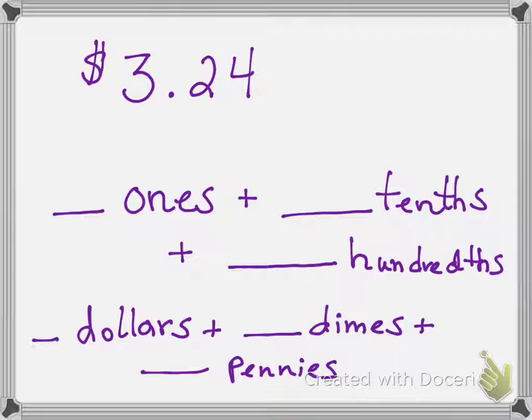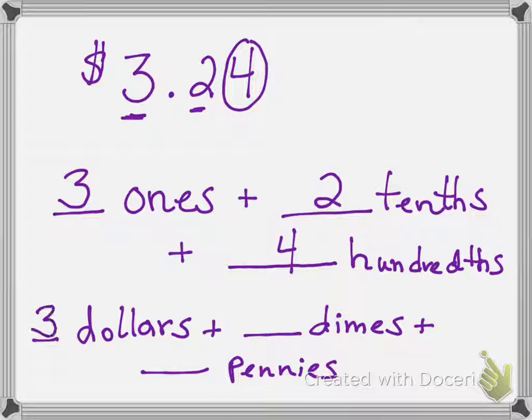Our next example is $3.24. Looking at this, how many ones do we have? We have 3 ones. How many tenths? We have 2 tenths. Plus how many hundredths? The 4 is in the hundredths place. Now let's look at it as the money. How many dollars do we have? We have $3. How many dimes? We have 2, which means 20 cents. Plus how many pennies? We have 4 pennies.